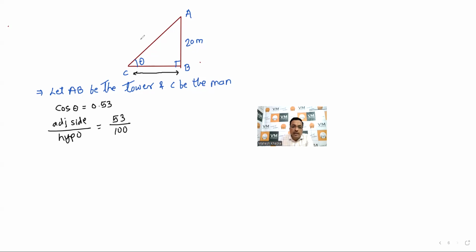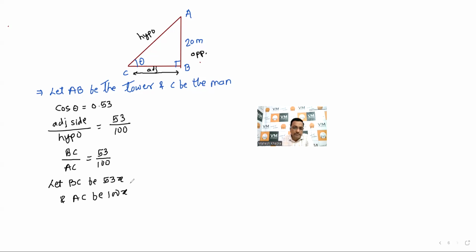Now this theta ना, theta का opposite of 90 ये होगा hypo. This becomes adjacent side and this becomes opposite side. Okay, so adjacent side is BC, hypotenuse is AC, and this one is 53 upon 100. Okay, so the value of BC, let BC be 53x and AC be 100x. Okay, again like in a previous sum हम लोग ने क्या किया था, इसमें पाइथागोरस थ्योरम यूज किया था.